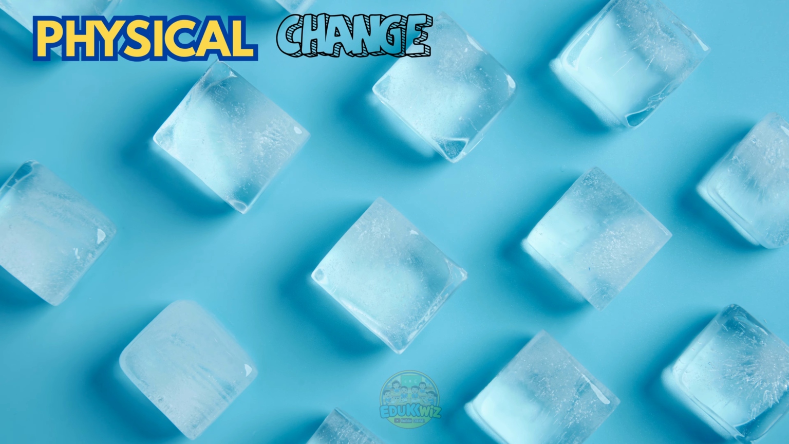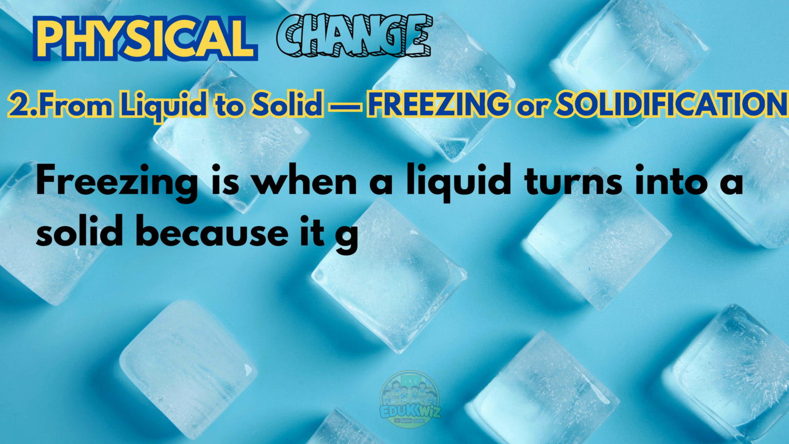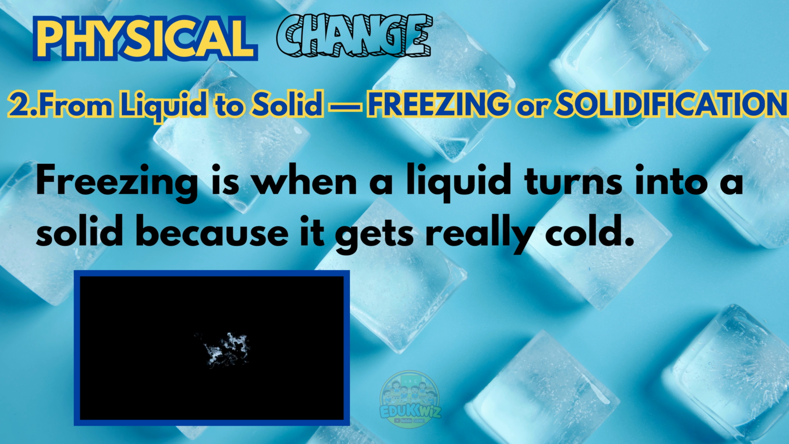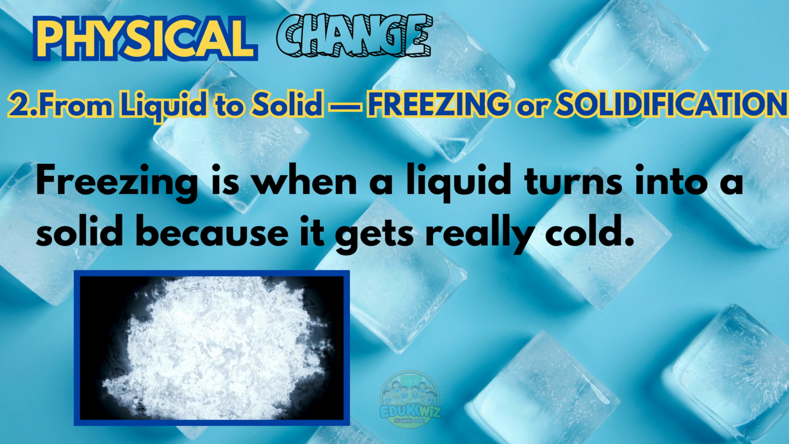Now for number 2, from liquid to solid, freezing. What is freezing? Freezing is when a liquid turns into a solid because it gets really cold. How does it happen? When something like water gets cold enough, like inside a freezer, the tiny particles stop moving so much and stick together tightly.